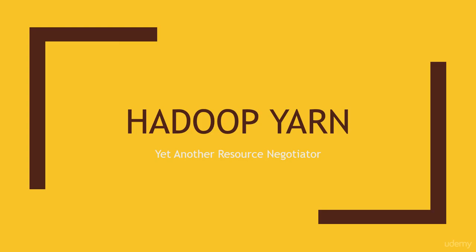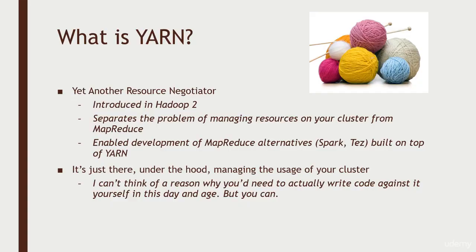Yarn stands for Yet Another Resource Negotiator. Cute little acronym. And it was introduced in Hadoop version 2. And the idea there was to actually split out the problem of managing the resources on your cluster from MapReduce itself. So in Hadoop 1, MapReduce was this monolithic thing where you ran mappers and reducers, and the resource negotiation was just part of it.